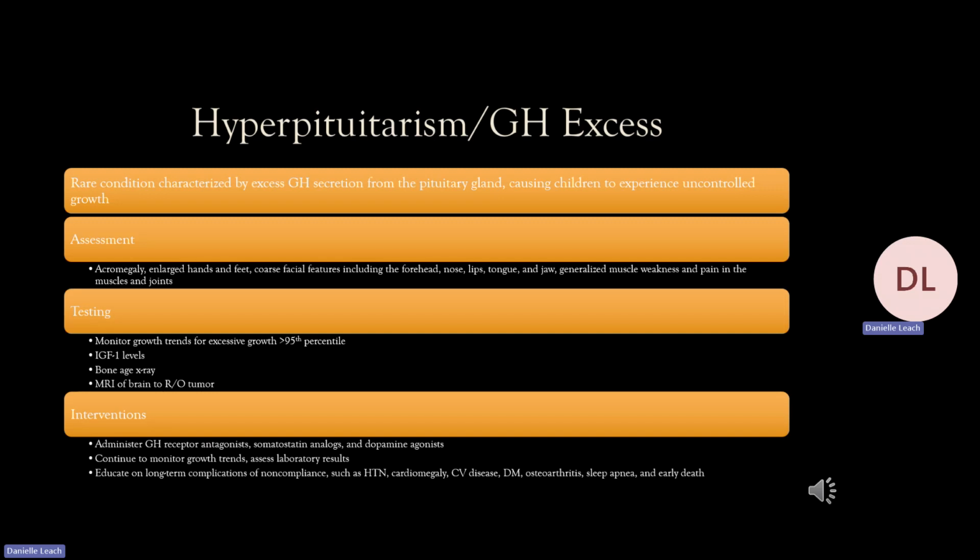Interventions consist of administering growth hormone receptor agonists, somatostatin analogs, and dopamine agonists. These are all prescriptions that can be given at home. We can continue to monitor growth trends and assess lab results. We also want to educate the patient and family on long-term complications of non-compliance, such as hypertension, cardiomegaly, cardiovascular disease, diabetes, osteoarthritis, sleep apnea, and early death.